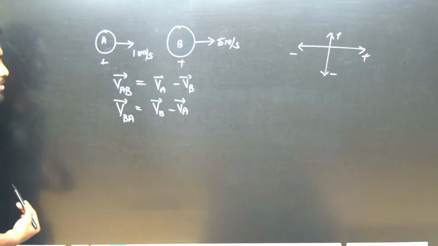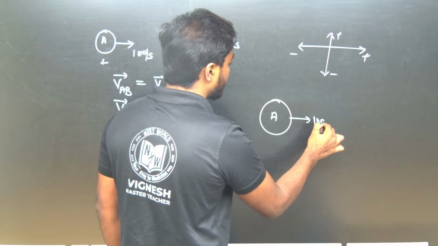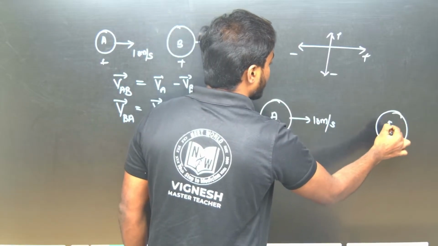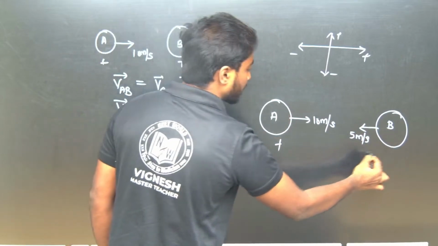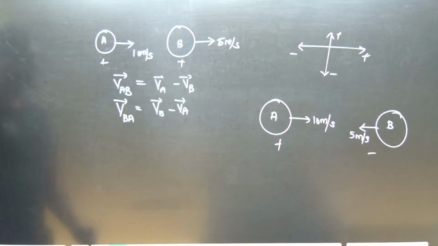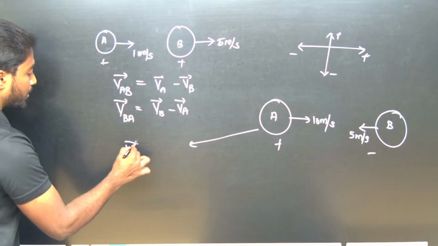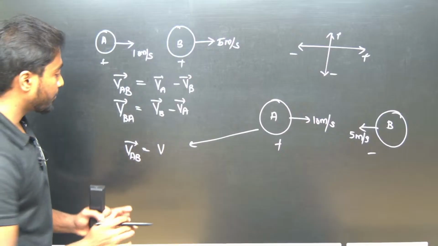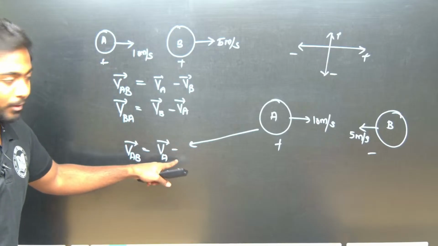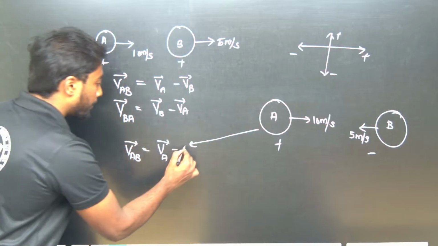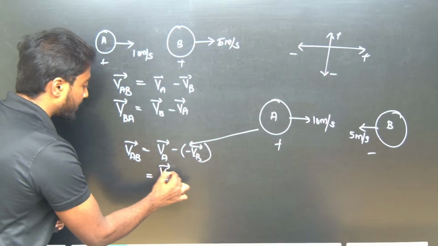Suppose objects are approaching each other: A in this direction at 10 meter per second, and B in the opposite direction of A at 5 meter per second. So this is my positive direction and this is my negative direction. Now for this case, velocity of A with respect to B, first you write the formula: VA minus VB. VA is in the positive direction, minus VB. So the answer will be VA plus VB.